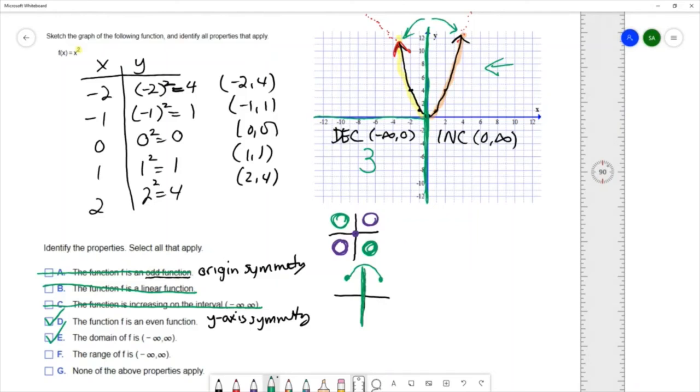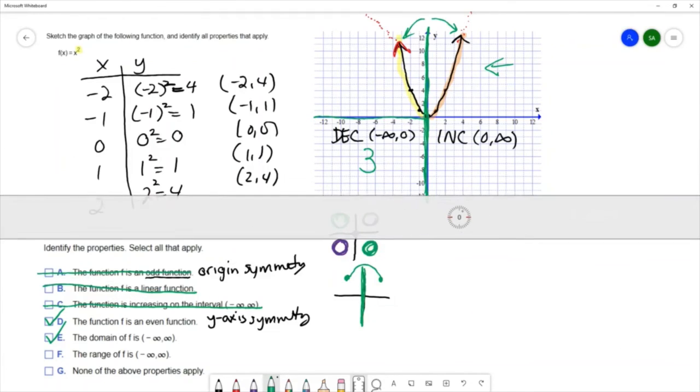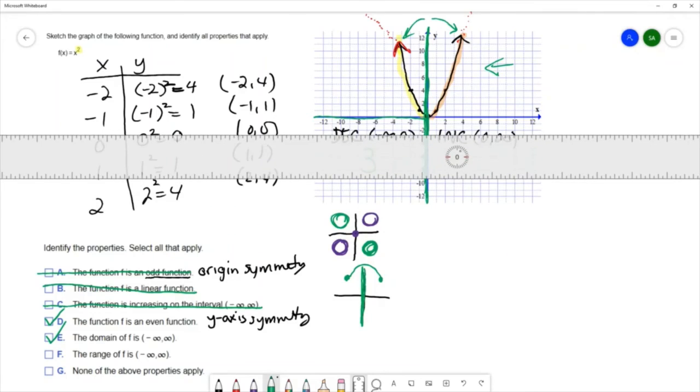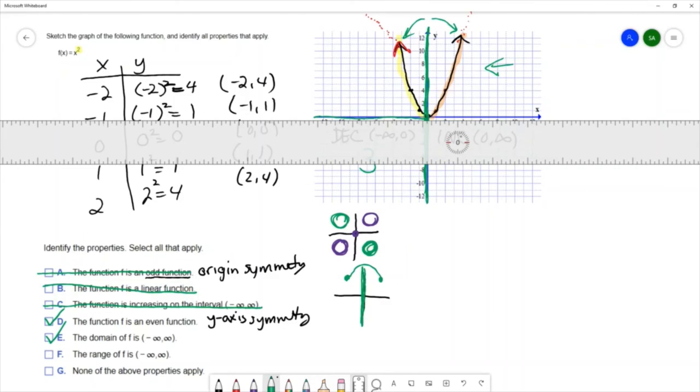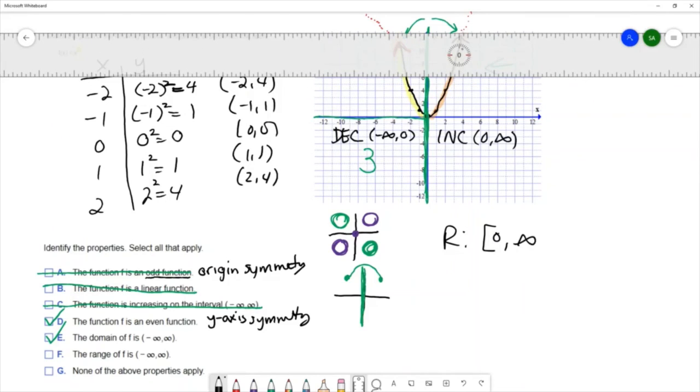The next property says the range is negative infinity to infinity, so I'm going to hold my ruler horizontally and go from bottom to top. The first time I hit the graph wouldn't be until I get to a y value of 0. So for this function, the range starts at 0 and continues on to infinity. And so I would not select this property.